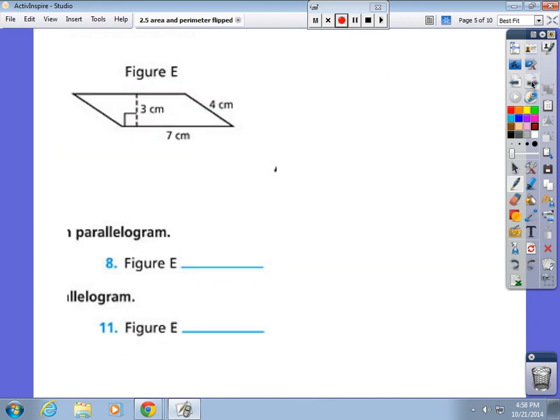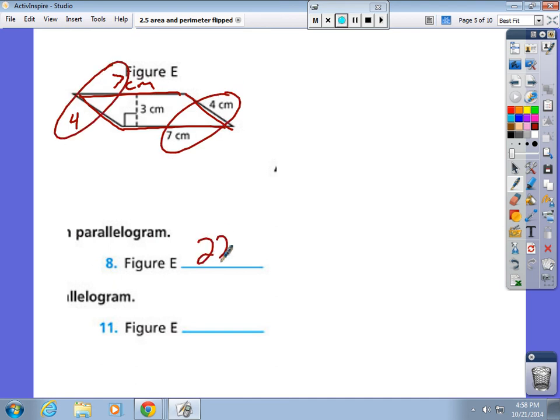Figure E, now we have a little skinny parallelogram, but the essential pieces are still parallel. This side is still parallel here, so that is opposite. That's 4 centimeters. This is opposite from here to here, 7 centimeters. Alrighty. 7 plus 4 is 11, so these two make an 11. These two make an 11. That's going to give me 22 centimeters around that figure.